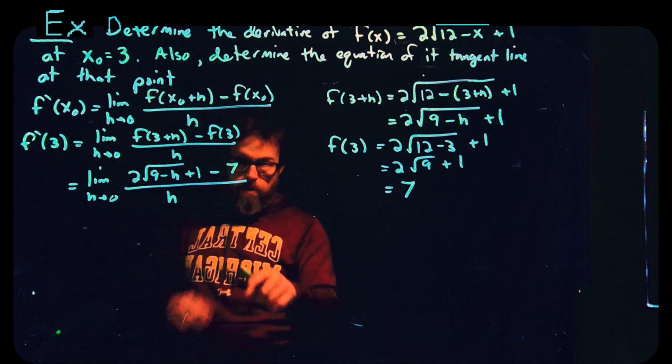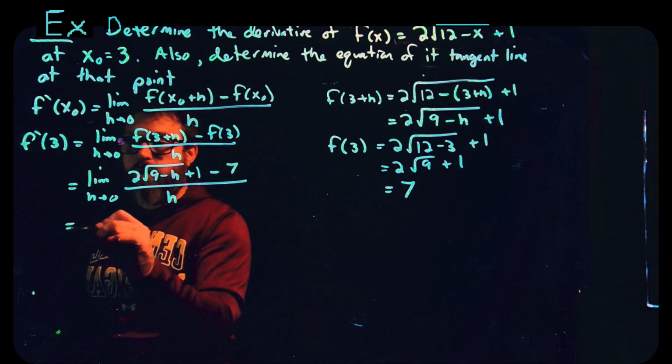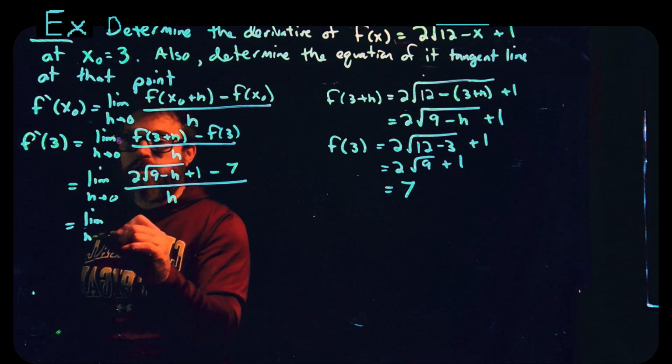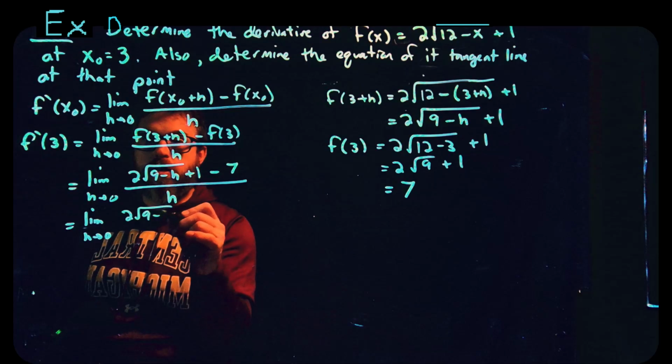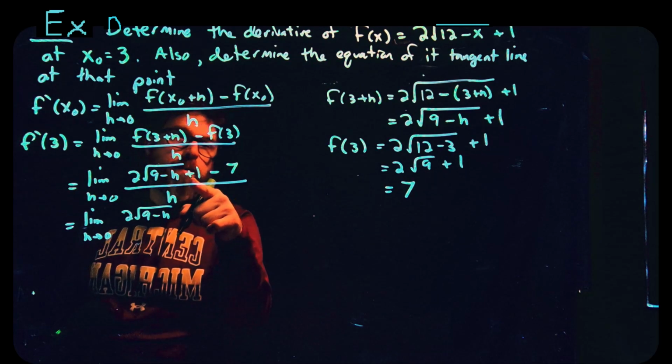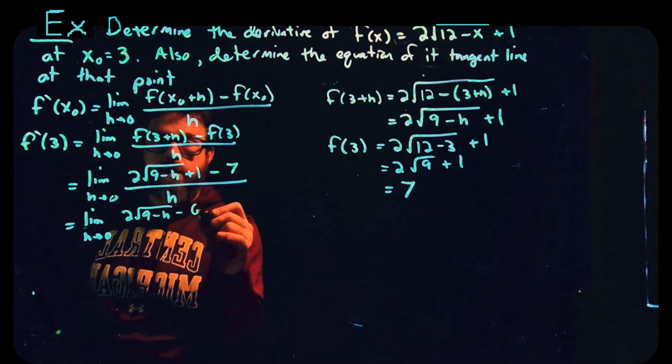So what I want to do is simplify this as much as I can before I use the technique that's used with radicals. We'll talk about it momentarily. So all I know is minus 1 plus 7 is going to be minus 6 all over h.